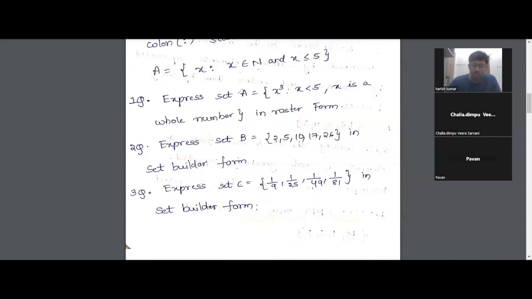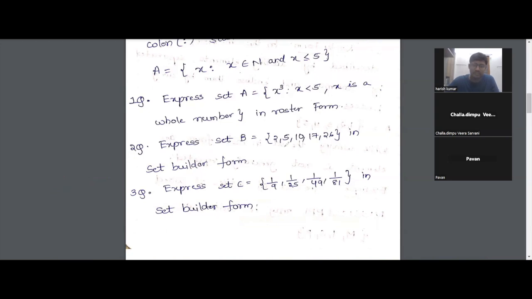It's a simple question. We just have to write x cube, where x is a whole number and x is less than 5. Whole numbers start from 0. So in list form, it will be 0 cube, 1 cube, 2 cube, 3 cube, 4 cube. You can evaluate them, and this will be your answer.